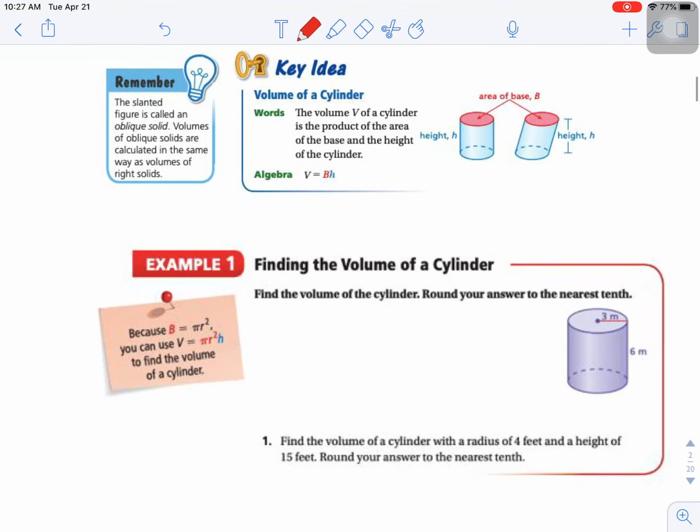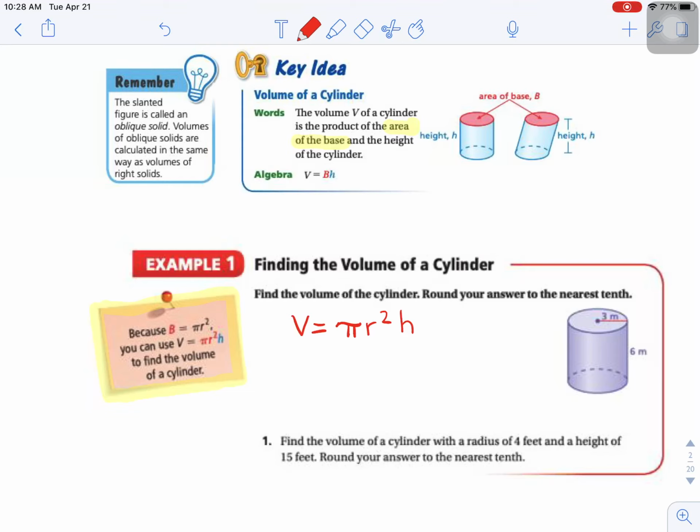So the formula that they gave us here is volume equals base times height. That's the area of the base. If you look at this little note over here, since our base is a circle, base is pi r squared. So our volume formula becomes pi r squared times h, right? Because pi r squared is the area of a circle.